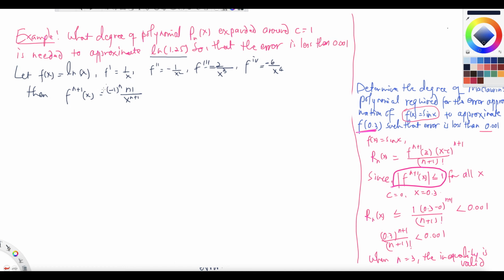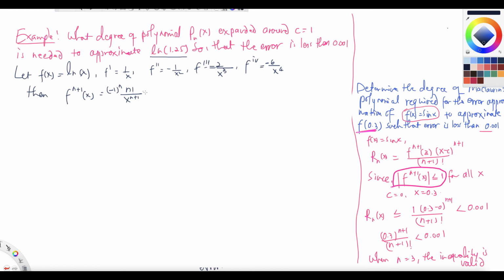You see that whenever n is 0, that is f prime, that is positive. When n is 1 you will get the second derivative, and when n is 2 you will get the third derivative, and so on. Meaning that when n is even, the derivative is odd. For the odd derivative you will get positive values, and for the even derivative you will get negative values. That is f^(n+1)(x). So this is what you get.